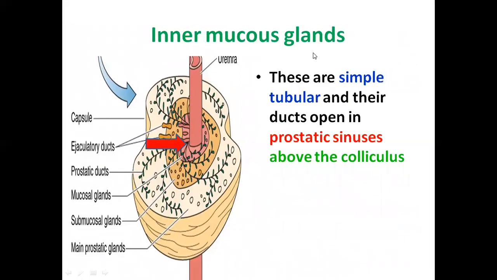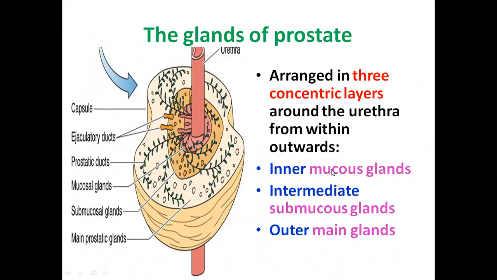The glands of the prostate are arranged in three concentric layers surrounding the urethra from inside outwards. That means the inner one, which is shown in pink color, is the mucous gland. The intermediate, which is a little brown in color, is the submucous gland. The outer one, which is shown in white background, is the main glands.